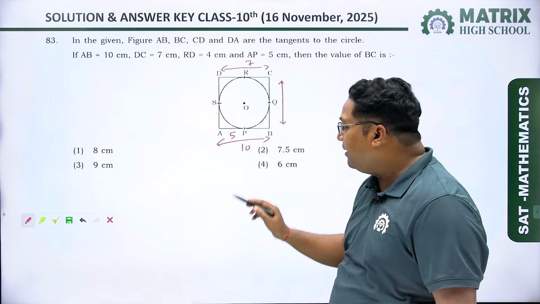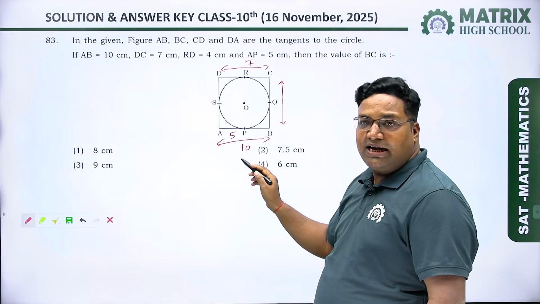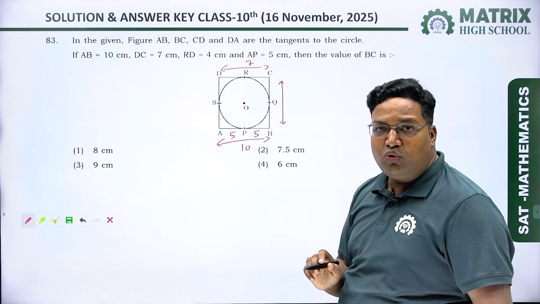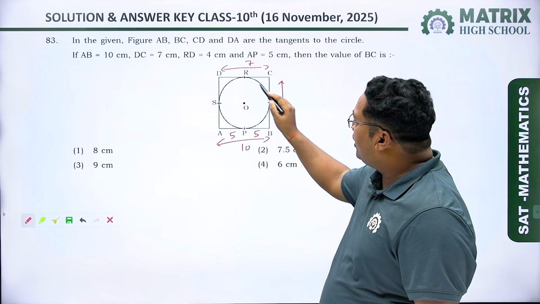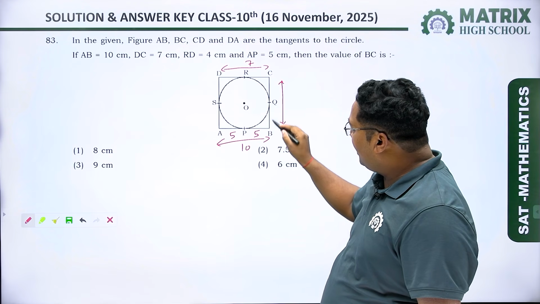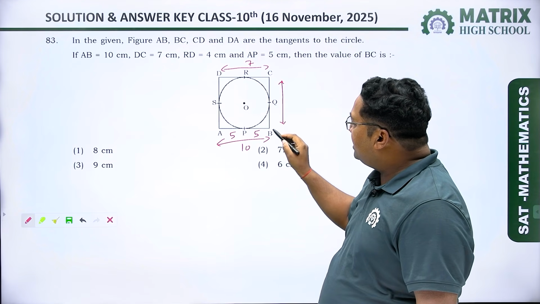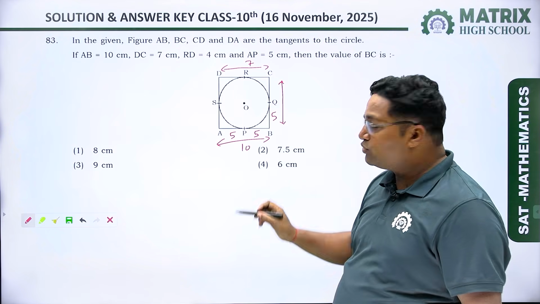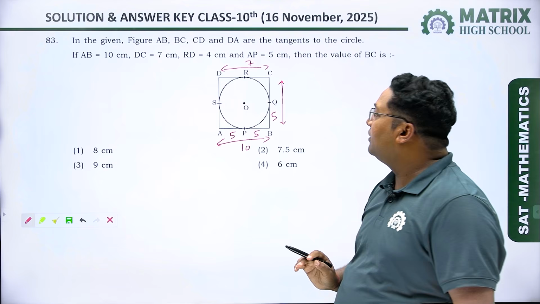So here you can see the value of AB is 10 centimeter and the value of AP is 5. It means PB is also equal to 5. So this is the exterior point for this triangle, and here we have to draw two tangents, that is BP and BQ. So BP is equal to BQ by the theorem. So BQ is also 5 centimeter.